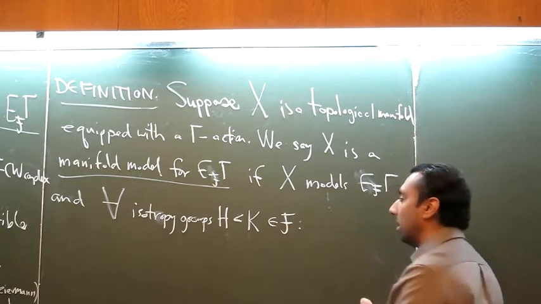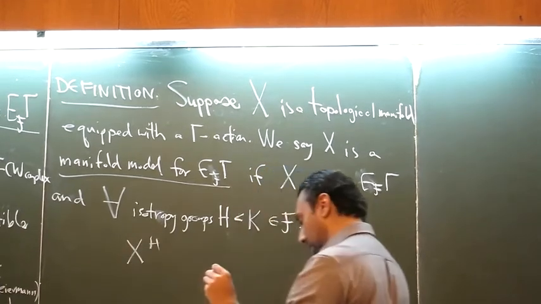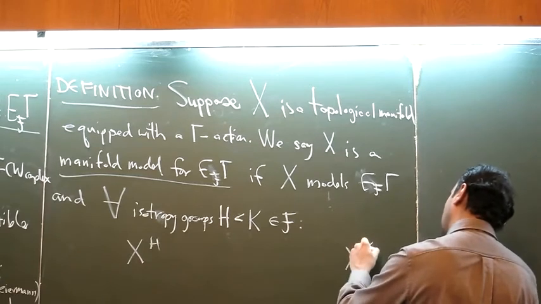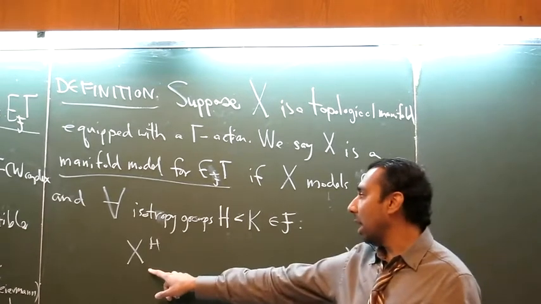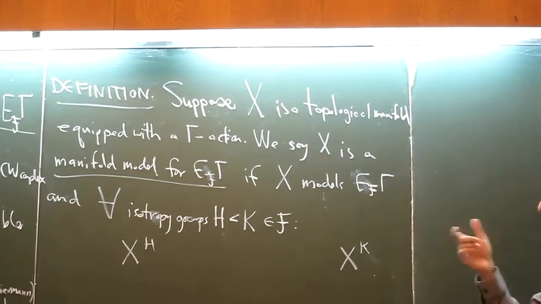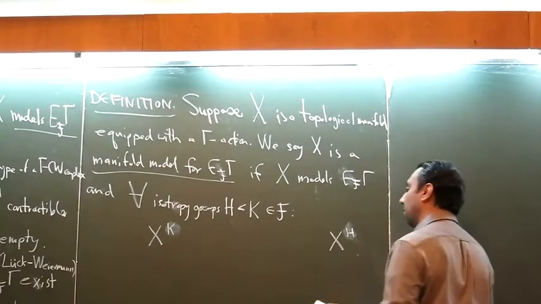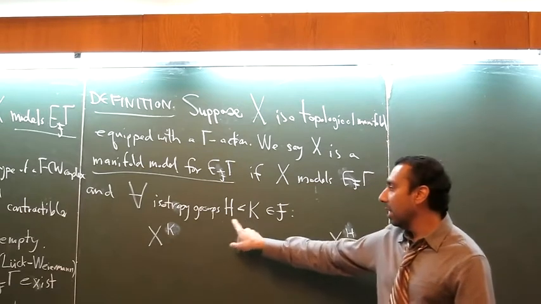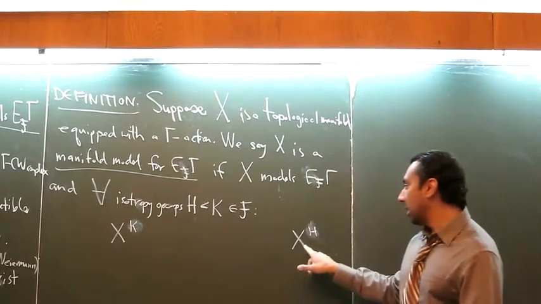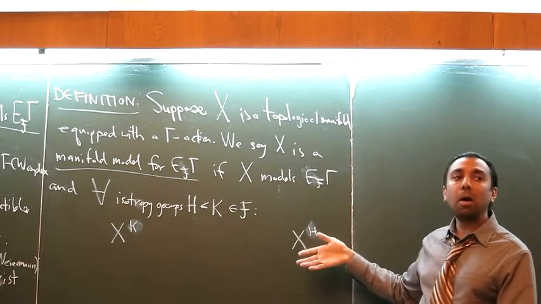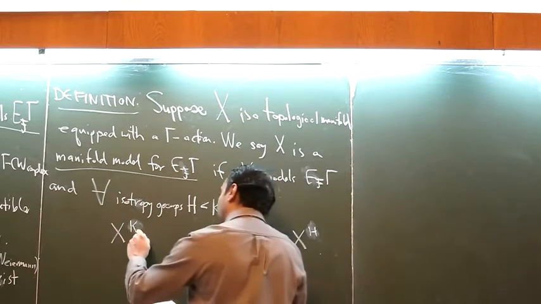Given such a situation, we have the fixed set of H, and we have the fixed set of K. And we know from being a model, this is a contractible space, and this is a contractible space because both are in the family. But of course, if H is contained in K, then the fixed set of K is contained in the fixed set of H, it's a Galois correspondence. But how is it contained? Well, this is where we use the manifold part, that it must be a certain type of submanifold.